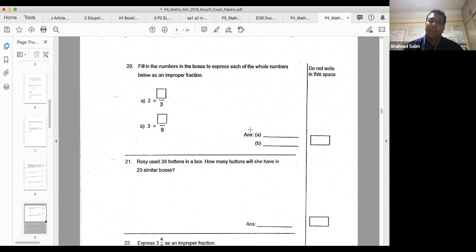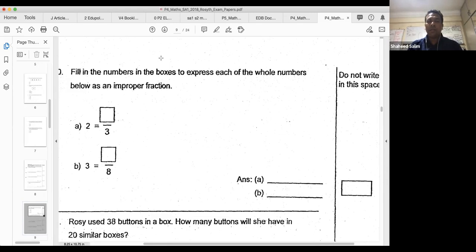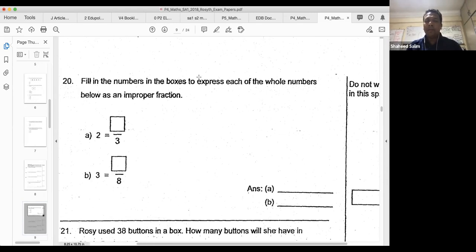It's harmful to them. Anyway, question number 20. They want you to fill in the numbers in the boxes to express each of it as a whole number. Ask yourself, what divided by 3 gives you 2? What divided by 8 gives you 3? That will give you the answer. Come on, you can do this.